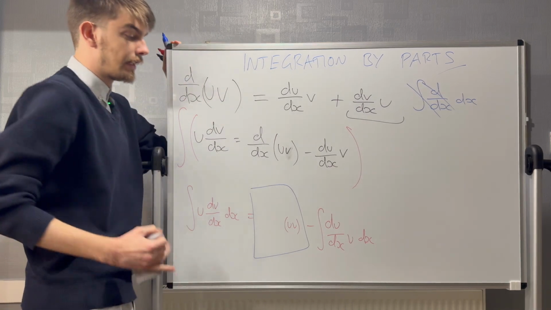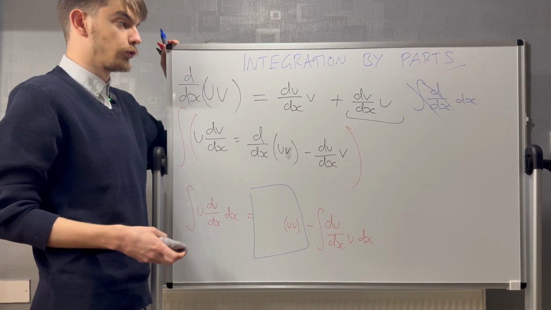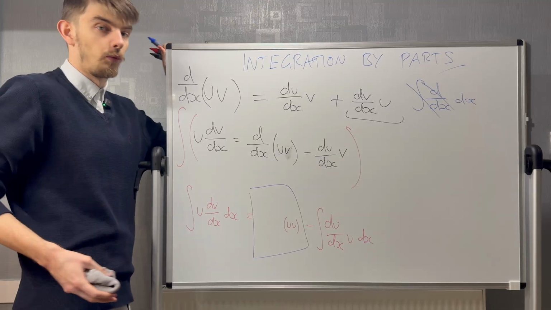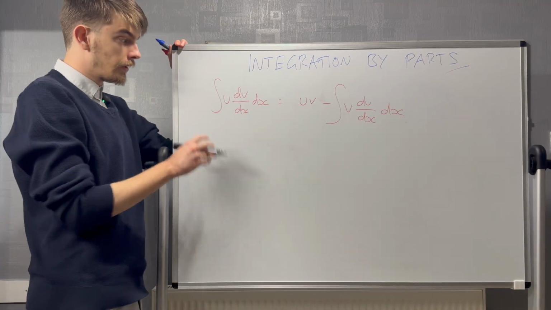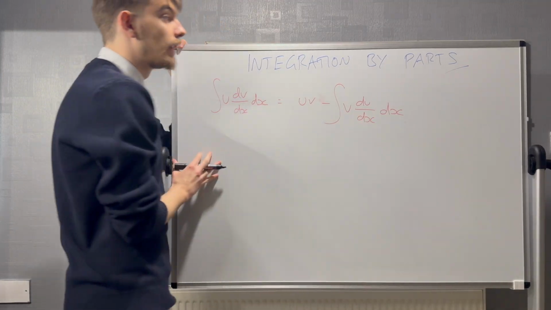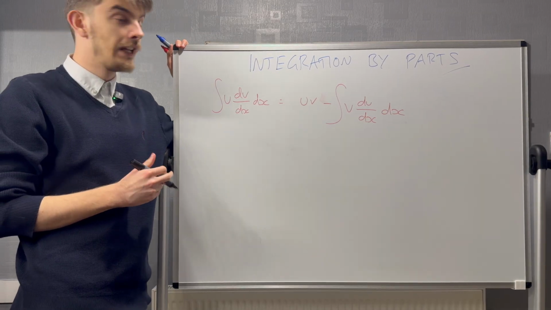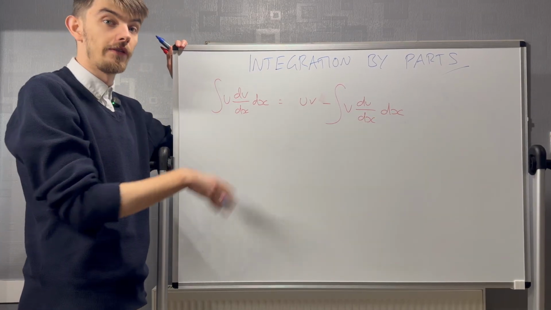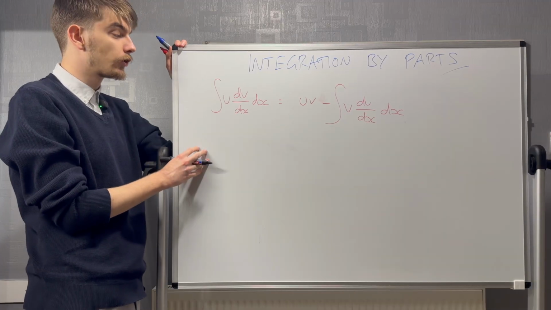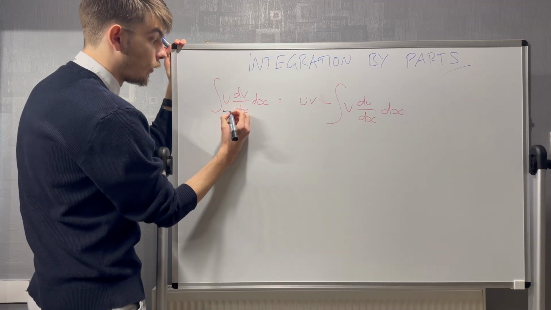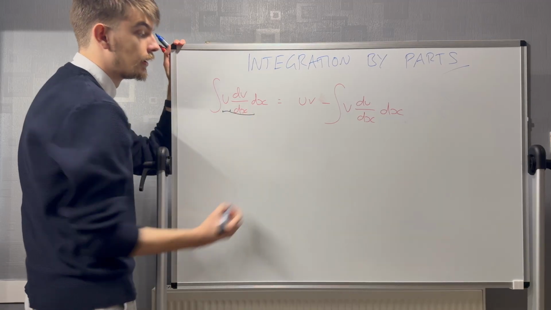And this here is my integration by parts rule. But let's get into a bit more detail as to what that actually means. So this here is my final integration by parts formula. This is what we're going to be popping all of our information into to be able to integrate something that looks like one function times by another function.